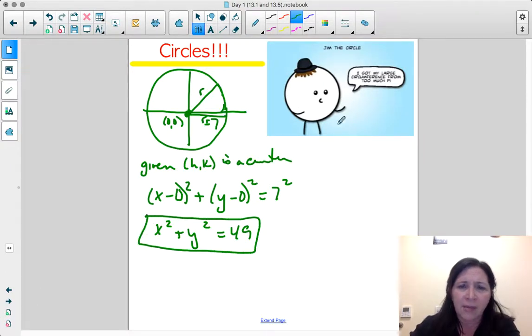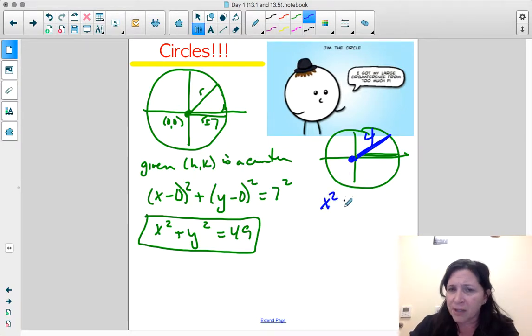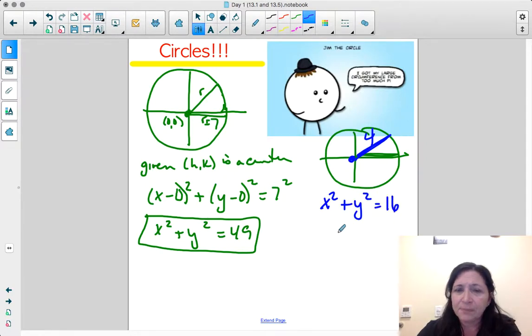Likewise, if I said I had another circle, and then this radius, which is all the way around, and I know it doesn't look even, but let's just say it is. Let's say my radius is 4. And it was still at the center at 0, 0. The equation for that would be x squared plus y squared equals 4 squared, which is 16.